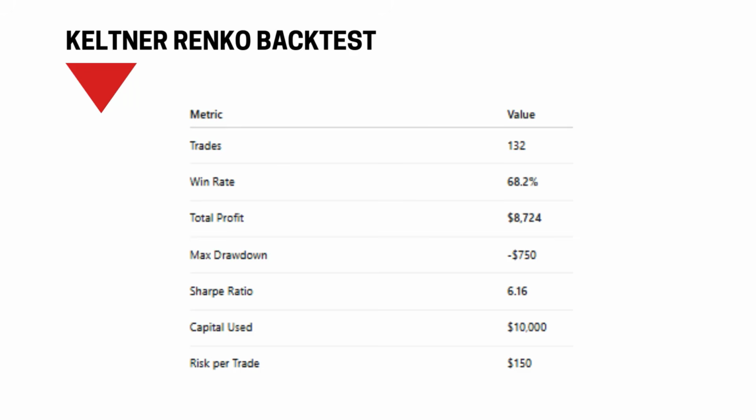What did we get here though in terms of actual backtest results? 132 trades, got a win ratio just under 70%. Now the total profit there says $8,724. Now that's assuming we started with $10,000 and we're risking 150 per trade, so it's an 87% return, which is pretty decent. A max drawdown of $750, so 7.5%, not too bad there either. And the Sharpe ratio very, very good at 6.